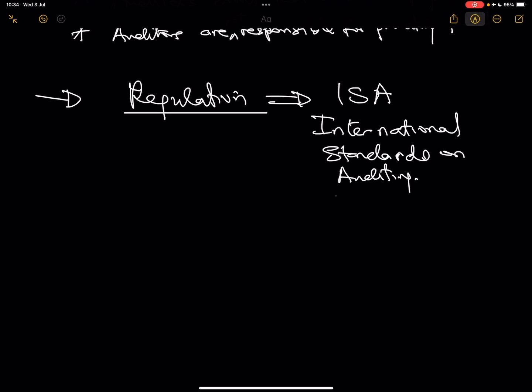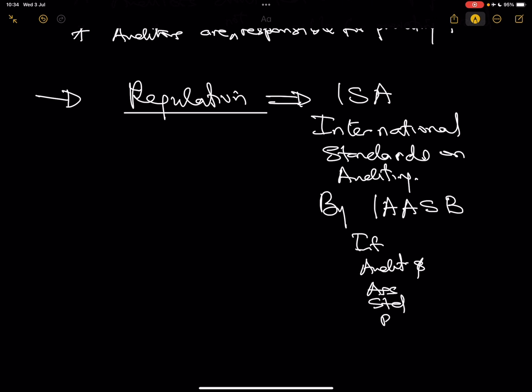IAASB. Remember, in accounting is IASB, but this one is IAASB, which is International Audit and Assurance Standard Board. Very important. And it's good to just know that.